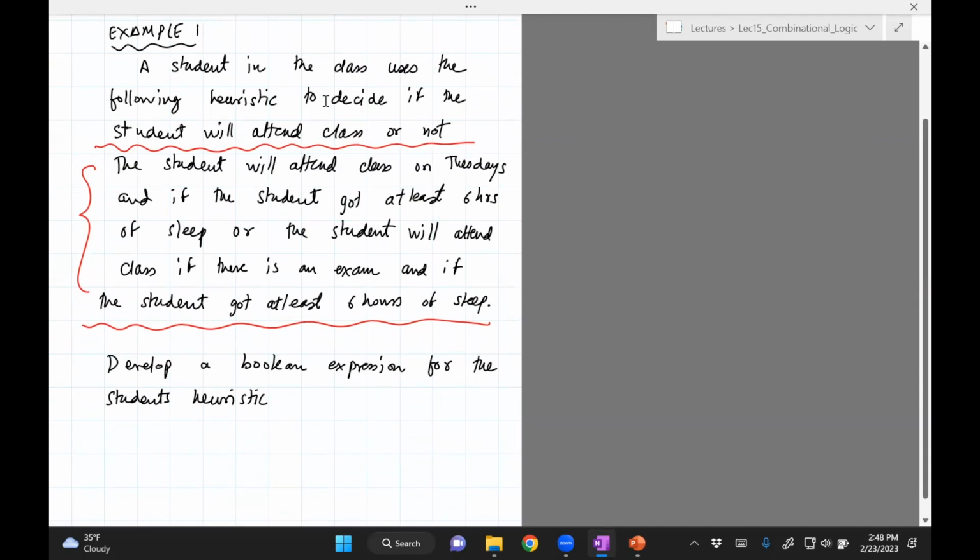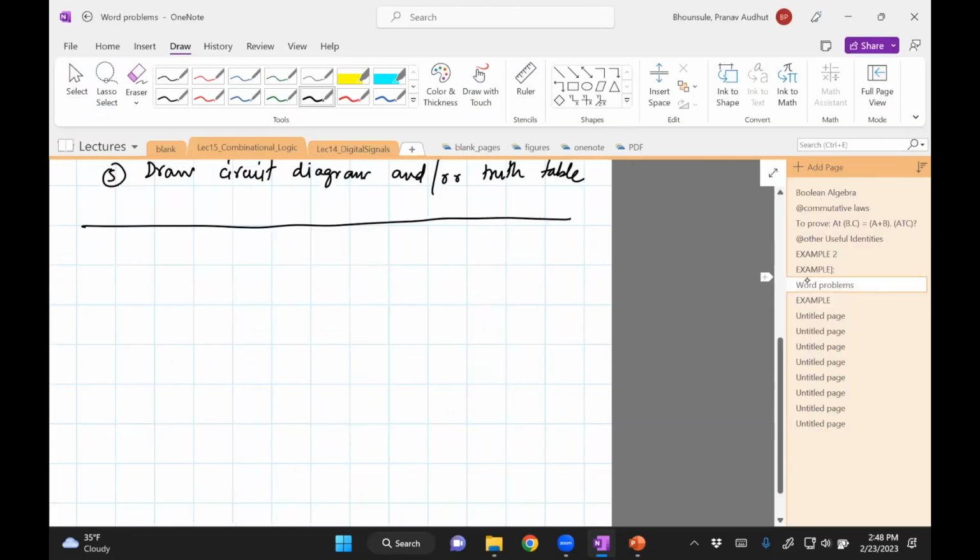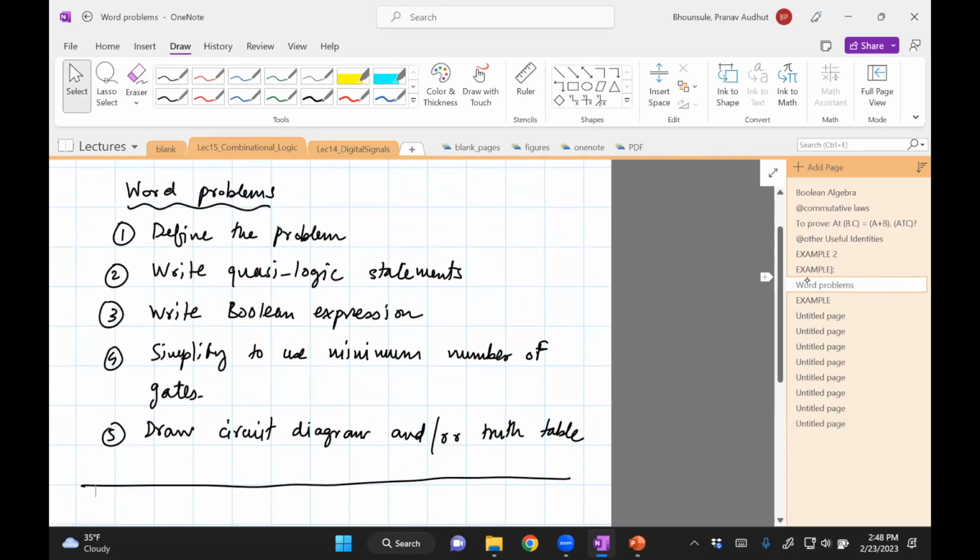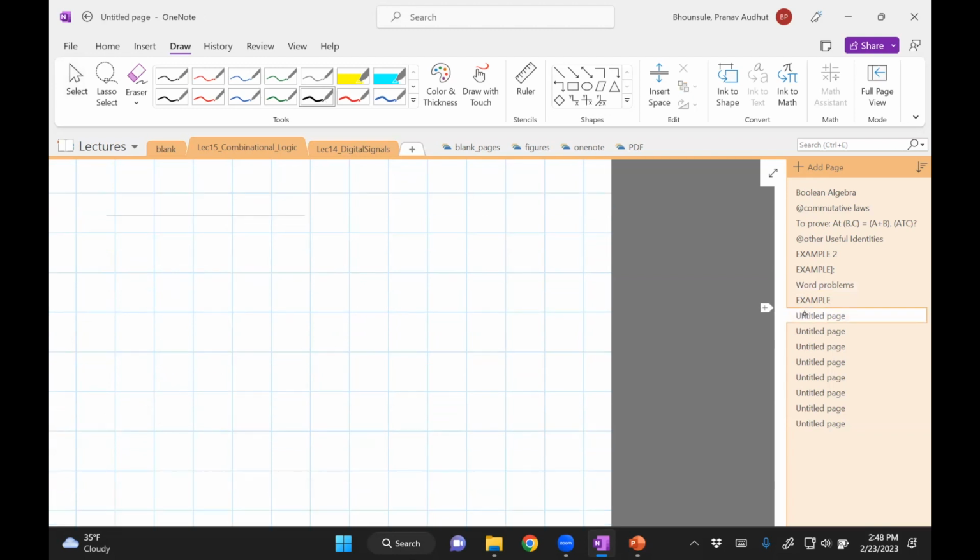Okay, so what I'm going to do is, for something like this, I will use these 5 steps. Define the problem in words. So here what I'm trying to do is identify exactly what my inputs are going to be. Step 1. The output is clearly attend class or not. So it's only 2 outcomes, 0s and 1s.